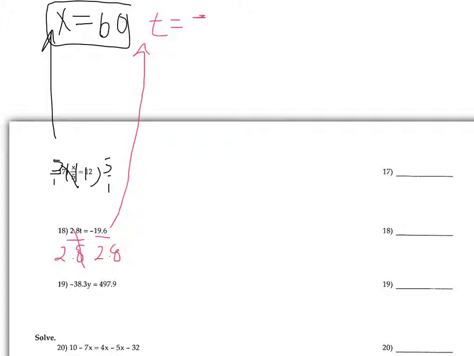So, when we divide our 19.6 divided by 2.8, we're going to get 7, but because it's negative divided by positive, that is going to be a negative 7. So that is the answer we're looking for on this one.